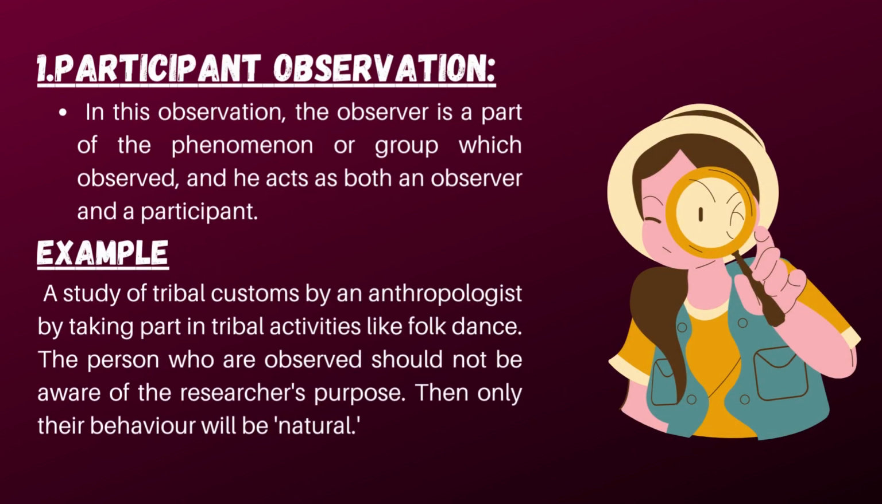Number 1, participant observation. In this observation, the observer is a part of the phenomenon or group which is observed, and acts as both an observer and a participant. Example, a study of tribal customs by an anthropologist by taking part in tribal activities like folk dance. The persons who are observed should not be aware of the researcher's purpose, then only their behavior will be natural.